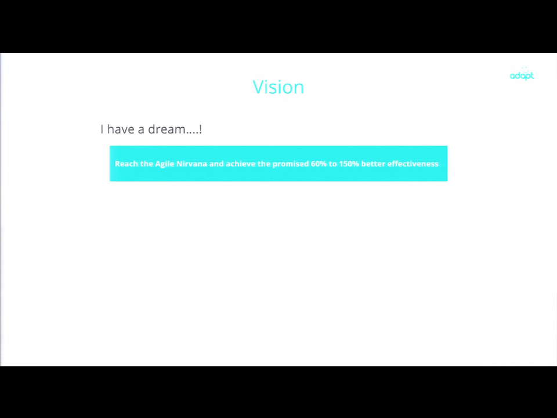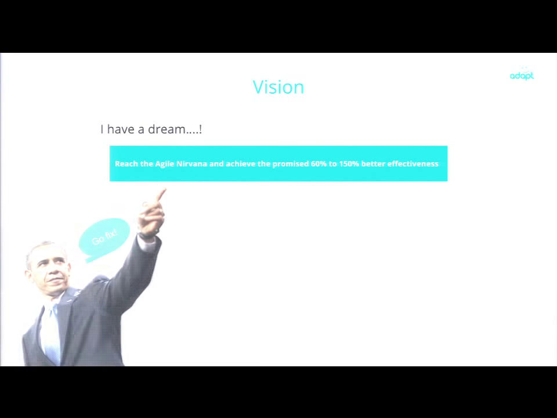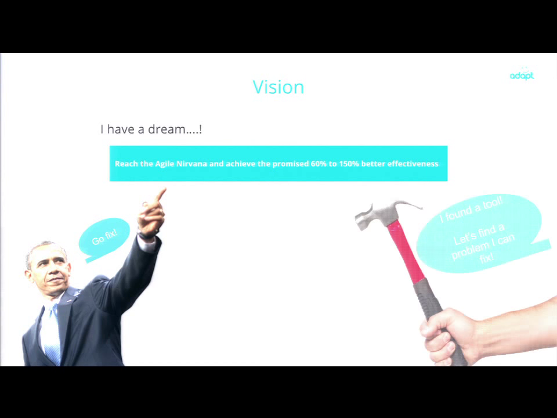And then what happened? Then we got the same problem I've seen so many times, that we got the management who said, that's what I want. So go fix it. That's fine. And then what tends to happen? Okay, we know we want to work agilely. Then we look into the toolbox with the agile tools, find a tool, and then go look for a problem that we can fix with that tool. That's a problem. So what should we do instead of that?